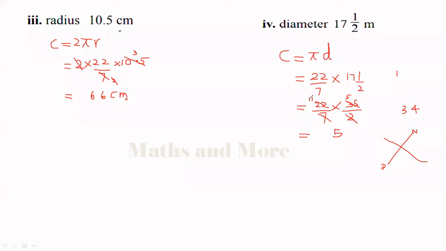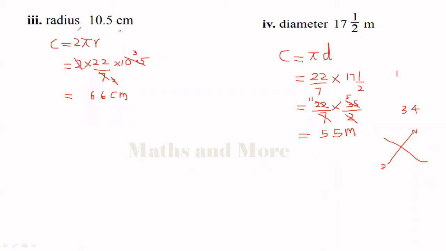5 multiplied by this 1. 5 into 5, 5 into 1, 5. 55. Don't forget to put the unit. Here the unit is meters. So the answer is 55 meters.